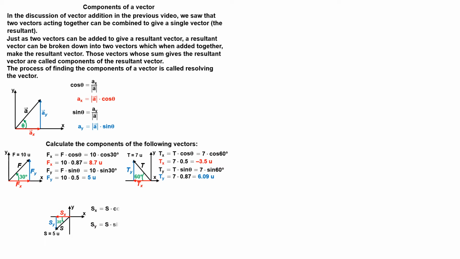To find the x component, replace s with 5 and theta with 35 degrees. Use your calculator to get the cosine of 35 degrees and perform the calculations. To find the y component, replace s with 5 and theta by 35 degrees. Use your calculator to get the sine of 35 degrees. Both components are along the negative axis, so a minus sign has been put in by hand.